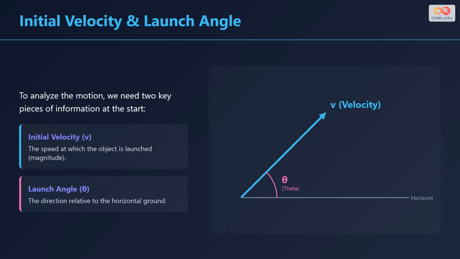To analyze this motion, we need a starting point. Every projectile begins with an initial velocity, which is the speed at launch, and a launch angle, which is the direction relative to the ground. We represent the velocity as a vector arrow, labeled v, and the angle as theta. These two values determine the entire flight path.